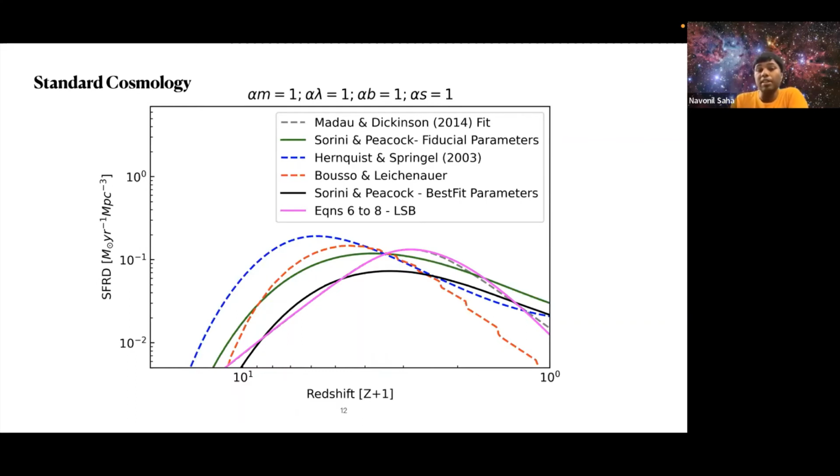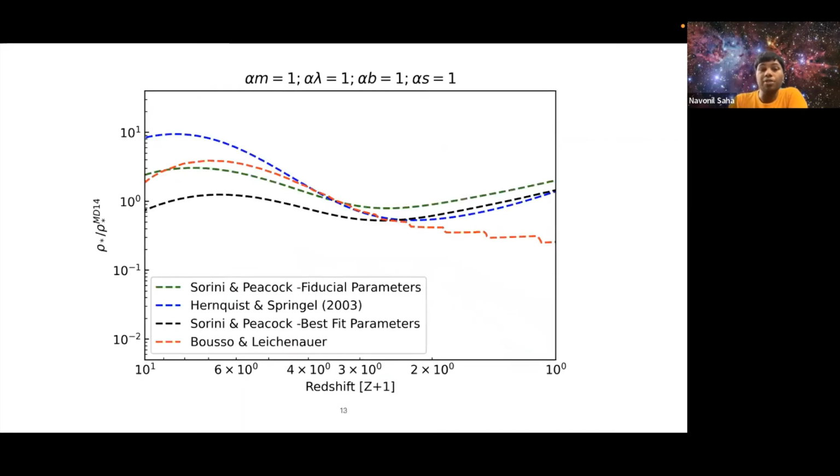I will come to the conclusion part at the end of the talk. Now, coming to this plot, on the y-axis I have taken the ratio of the SFRD to the SFRD of the Madau-Dickinson fit as a standard model. From this, we can see that the green curve is the Sorini-Peacock model and the red curve is the Busolike model. This plot is also in accordance with the plots given in the 2021 Sorini-Peacock paper.